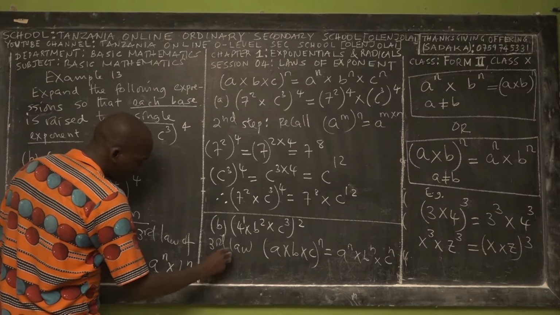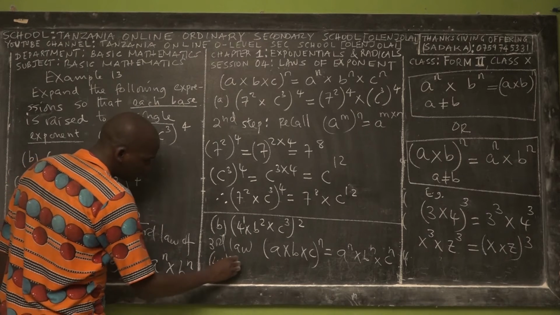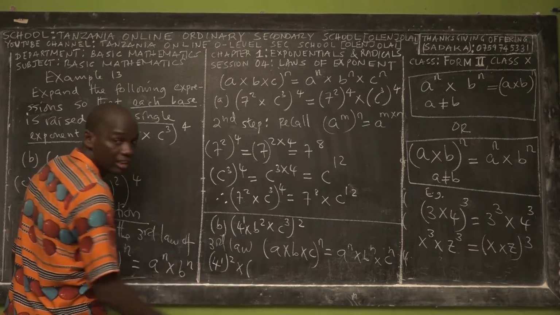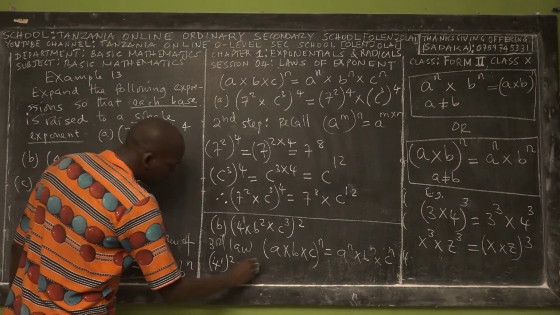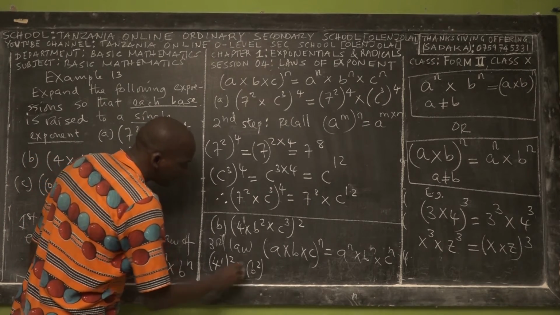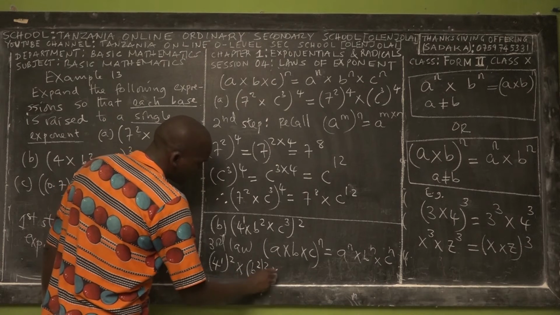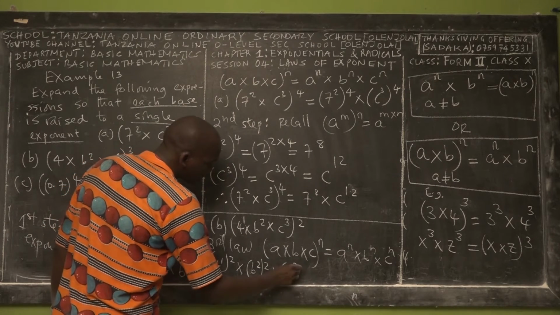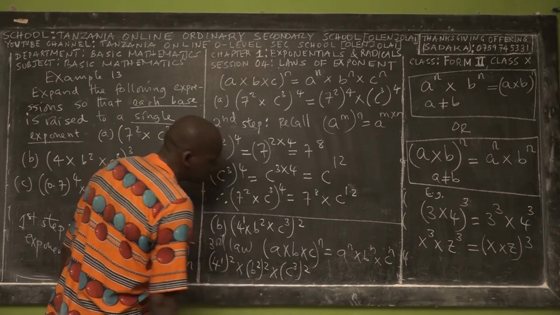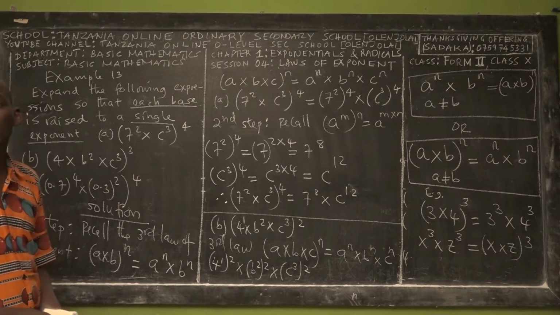4 power 1 times 2, right? Multiply by B exponent 2 power 2. Multiply by C exponent 3 power 2. So there we need which law?